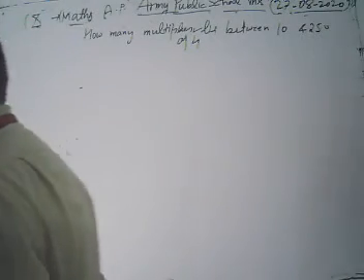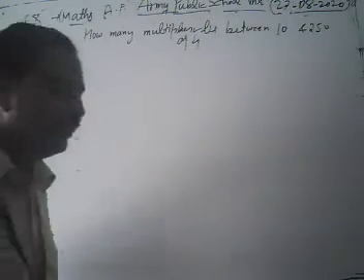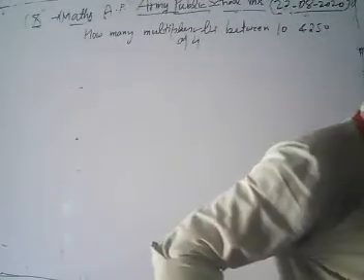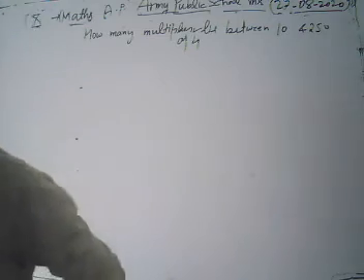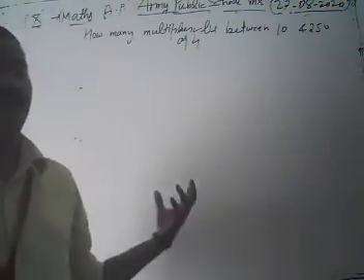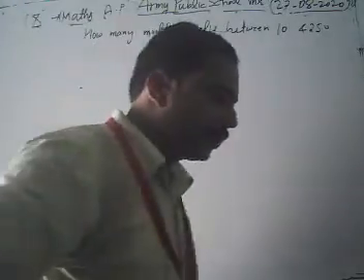Then how are we going to solve such types of problems? We have to find out how many multiples. The meaning of how many multiples is that we have to find the number of terms, the number of terms which lie between 10 and 250. How can we solve such types of problems?